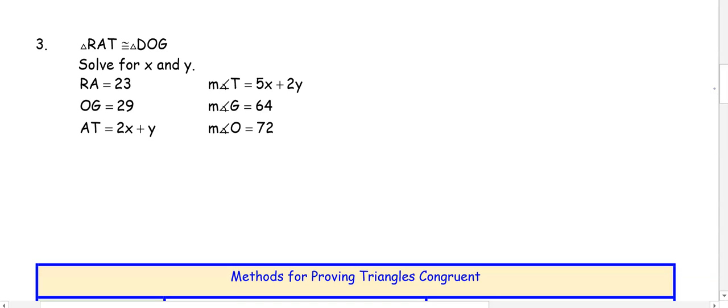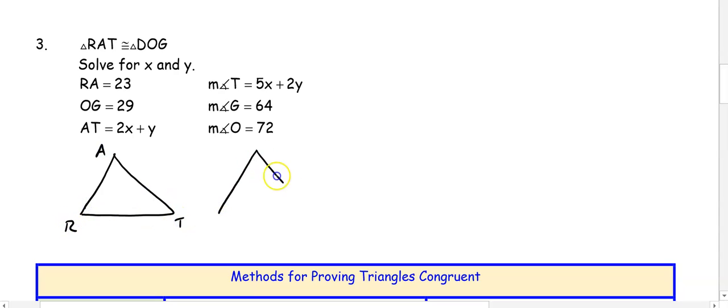So in number 3, we have triangle RAT is congruent to triangle DOG. Solve for X and Y. I want to set up two triangles, so I'm going to draw them in the same orientation. So we have triangle RAT and triangle DOG. When we label our sides, RA is 23, OG is 29, AT is 2x plus y, angle T is 5x plus 2y, angle G is 64, and angle O is 72.